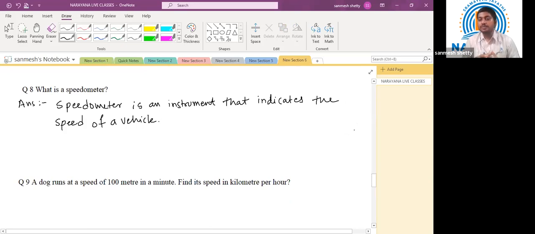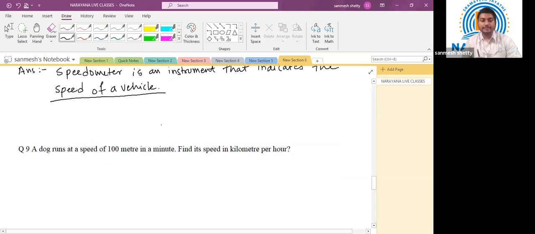If you remember, in our last assignment, we spoke about the odometer. The odometer was a device which measures the distance traveled by a vehicle. But the speedometer, as the name suggests, is a device or an instrument which indicates the speed of a vehicle. Let's not forget: the odometer measures the distance traveled by the vehicle, and the speedometer indicates the speed of a vehicle.